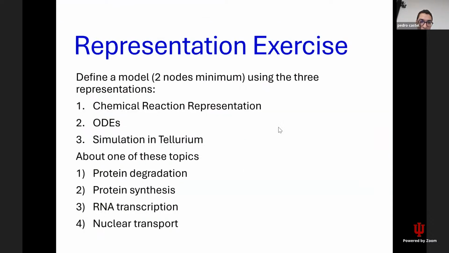Niraj, can you describe your model? That's just one node, Niraj. 2 nodes minimum. How is a protein degraded in the cell? No, when a protein is degraded, it turns into amino acids. It is cleaved.